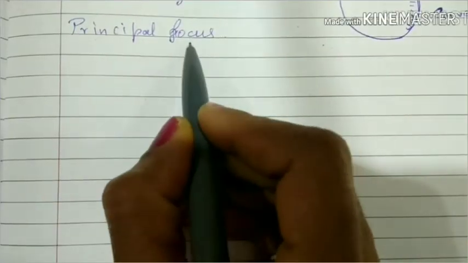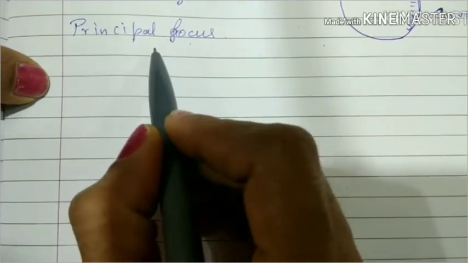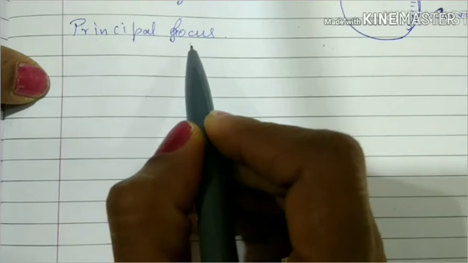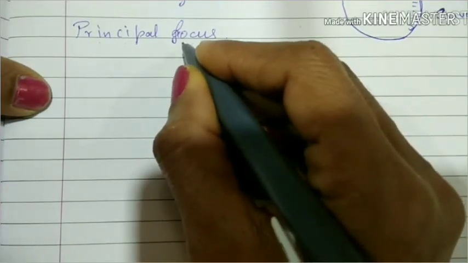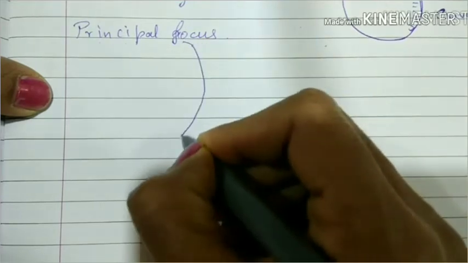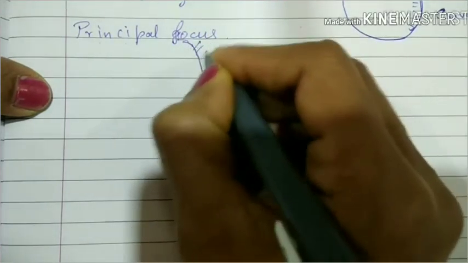So let's look at what is principal focus. Now principal focus would be different in case of a concave mirror and different in case of a convex. So let's consider first the concave mirror. Again, a concave mirror is a mirror in which the inner surface is the reflecting surface.